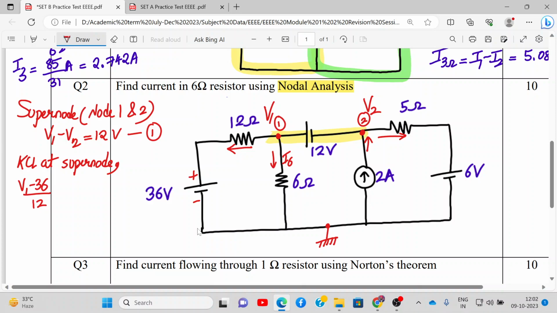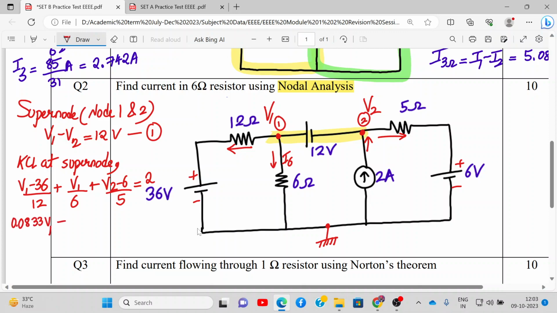Then this is outgoing current. So again it will be plus V1 upon 6. All right. And we can write plus, here we have V2 minus 6 divided by 5. So we have V2 minus 6 divided by 5, and all are outgoing currents. Now this is incoming current, and that will be equal to 2. So that is how we apply KCL at the supernode. Now we solve this further. What do we get? What is 1 upon 12?